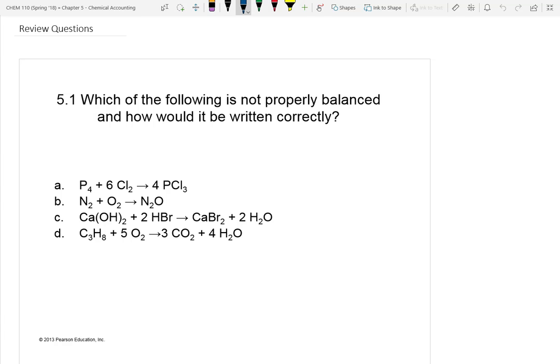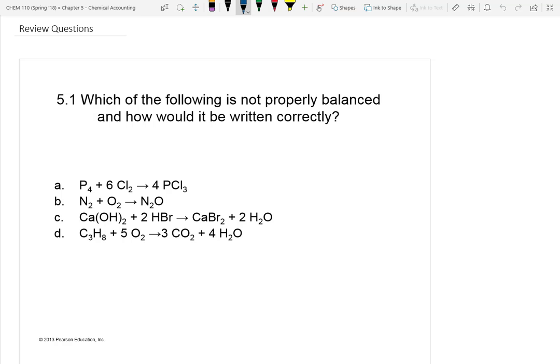Raise your hand if you think it's A that's not balanced. A looks balanced. What about B? Yeah, B does not look balanced, right? If we look at the left-hand side, we've got 2 nitrogens, right-hand side, 2 nitrogens. The nitrogens are fine, but let's look at the oxygens. On the left-hand side, we've got 2. On the right-hand side, we only have 1. So we need to fix that.